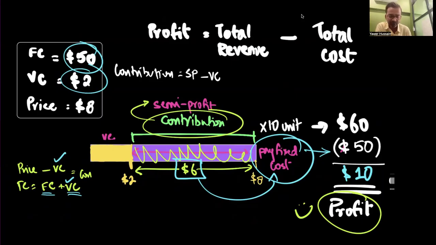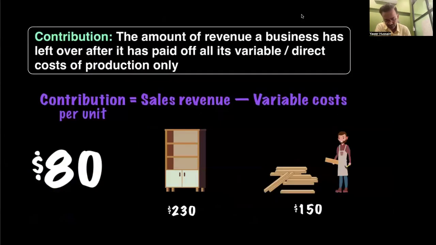So, simple concept: simply put, contribution is the amount of revenue a business has left over after it has paid off its variable cost of production only, which we saw here in this formula. Sales revenue minus variable cost.